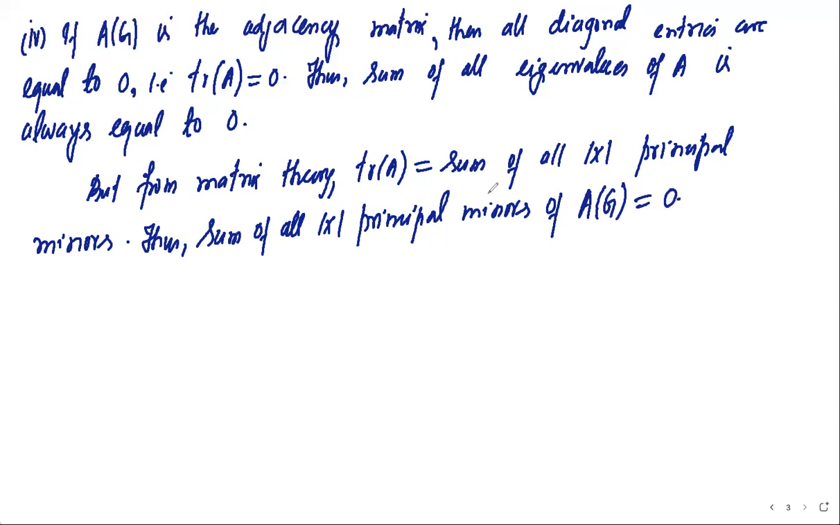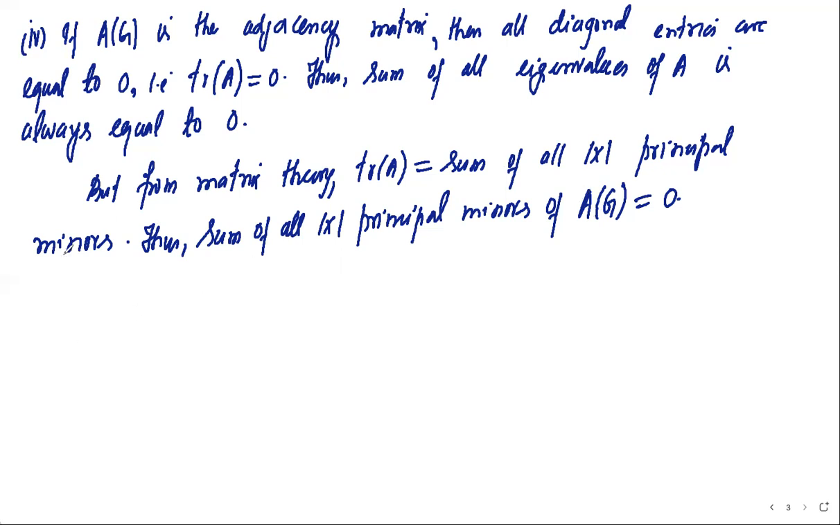In fact, we can clearly observe that a 1 cross 1 principal minor is just the diagonal entry. So the first 1 cross 1 principal minor is the first diagonal entry A1,1. Then the second is the second diagonal entry, that is A2,2, and so on. Since all the diagonal entries are equal to 0, the sum of all these 1 cross 1 principal minors in an adjacency matrix is always equal to 0.